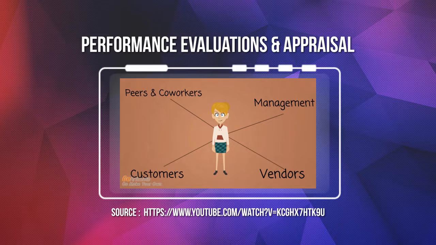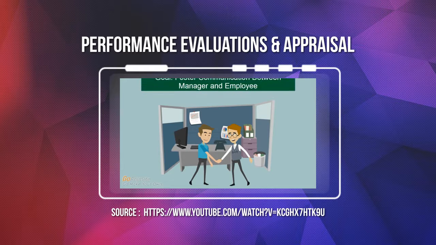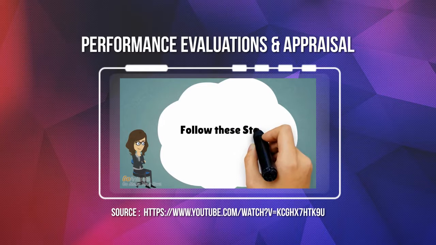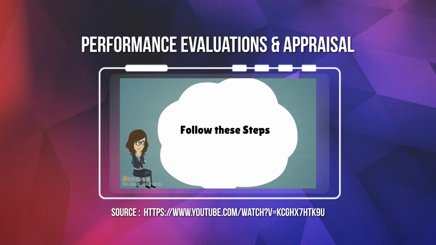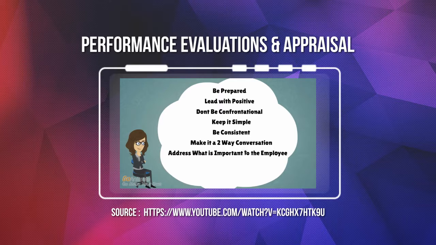No matter which type of performance evaluation is used, remember the goal is to foster communication between managers and employees. To make your performance reviews as productive as possible, try the following steps. Be prepared. Lead with the positive. Don't be confrontational. Keep it simple. Be consistent. Make it a two-way conversation. Address what's important to the employee. Discuss work and life balance. Be a good listener. Give feedback regularly.